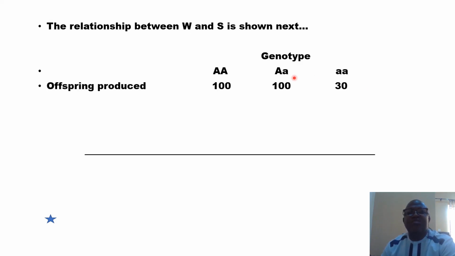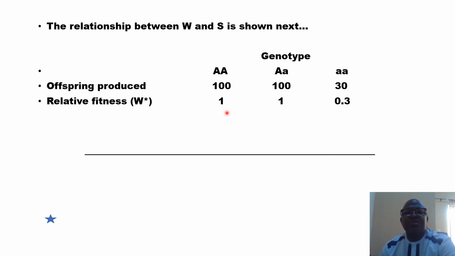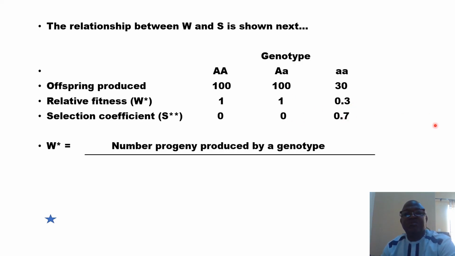So we have a genotype. These are the offspring produced by the genotype. These are the offspring having the different genotypes. So remember the relative fitness W, we say it is the number divided by the most fit. So this divided by this gives us 1, this divided by this gives us 1, this divided by 100 gives us 0.3. And the selection coefficient is 1 minus relative fitness. So 1 minus 1 is 0, 1 minus 1 is 0, 1 minus 0.3 is 0.7.